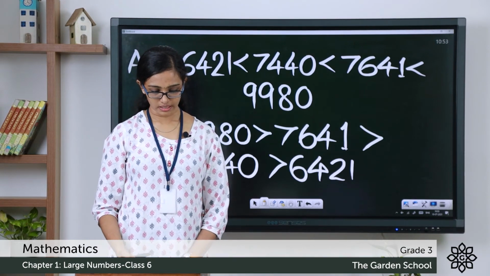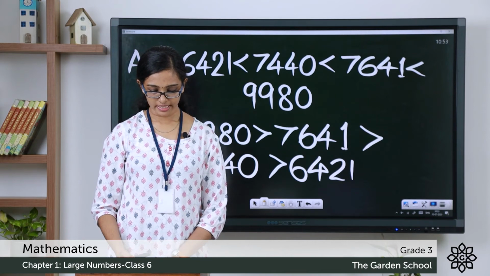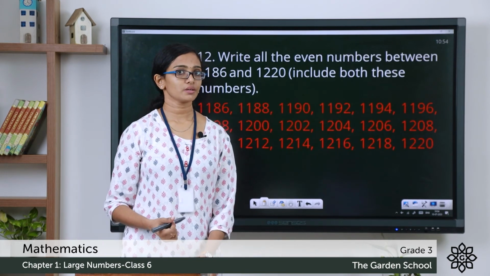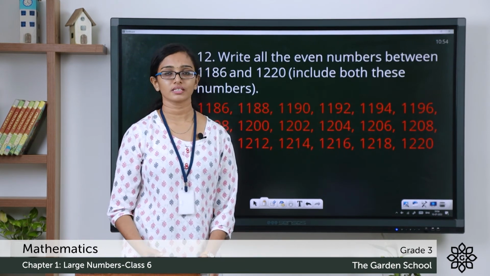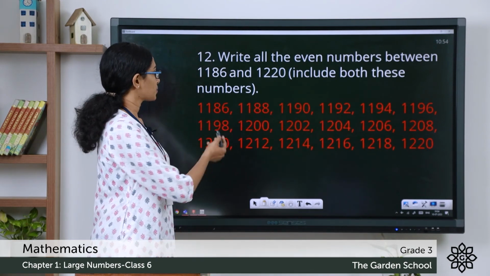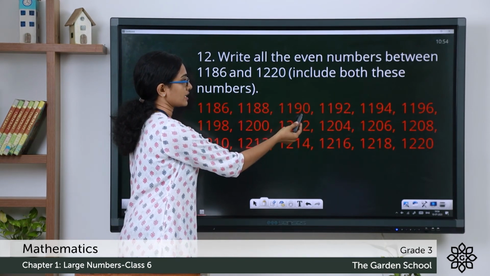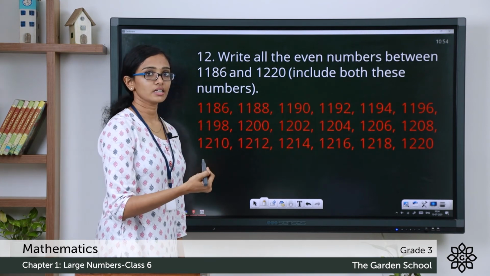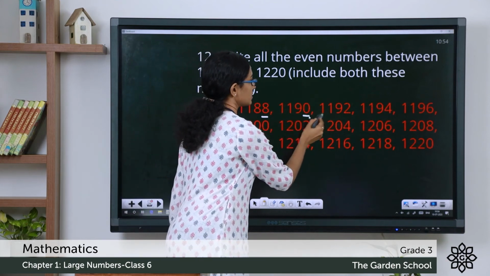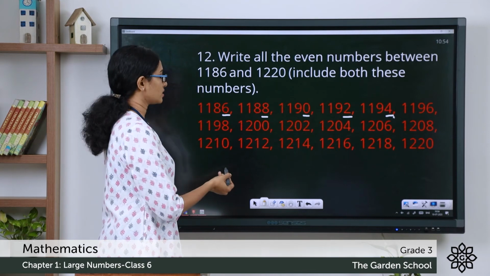Now the next question. Write all the even numbers between 1186 and 1220 and include both these numbers. Even numbers are the ones which end in 0, 2, 4, 6 and 8. So the numbers which are even in between these two numbers are 1186, 1188, 1190 and so on. You are adding 2 each time. So notice the ones digit in all these numbers is either 0, 2, 4, 6 or 8.